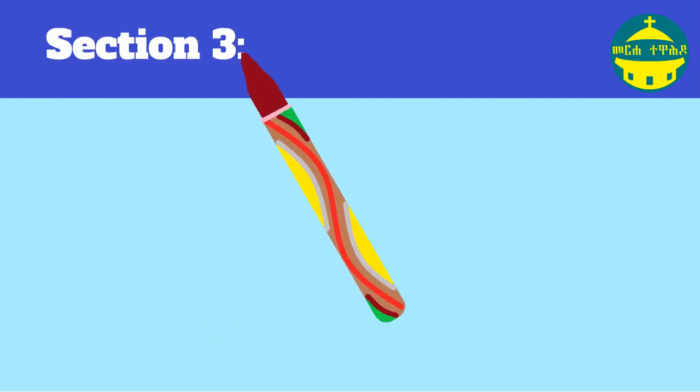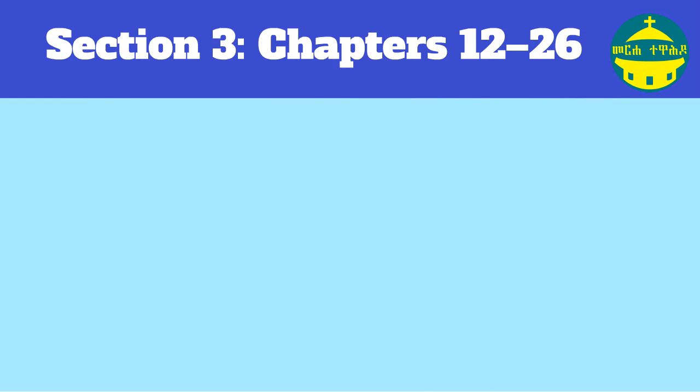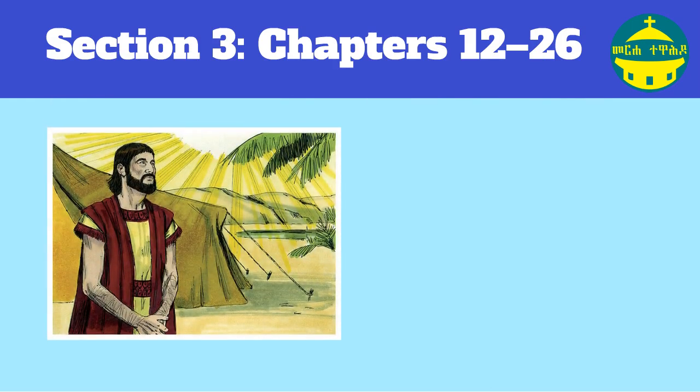Section 3, chapters 12 to 26. This section recounts the calling of Abraham and the stories of Isaac and his sons, Jacob and Esau. It also describes God's covenant with Abraham. We learn how Abraham defeated King Cholodagomer and his allies in battle. Upon his return, he met Melchizedek, king of Salem, and priest of the Most High God, and gave him tithes.